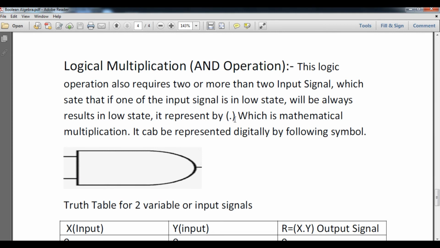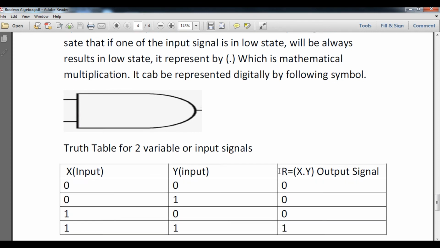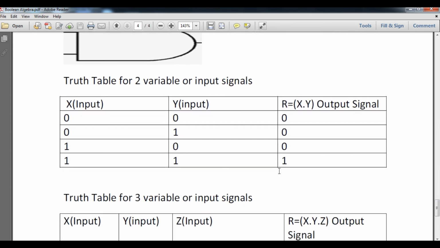This operation is represented by a dot. You can see the mathematical operator dot, which is mathematical multiplication. It can be represented digitally by the following symbol. You can see, student, at least two inputs are required for the AND operation, and one output signal. Every gate's output signal will definitely be one only.